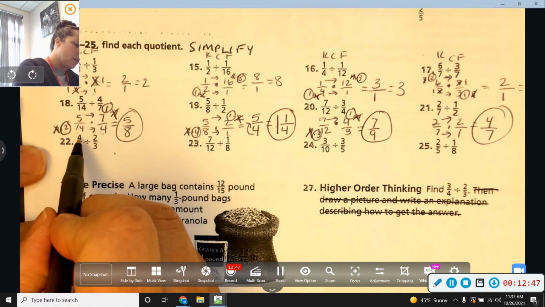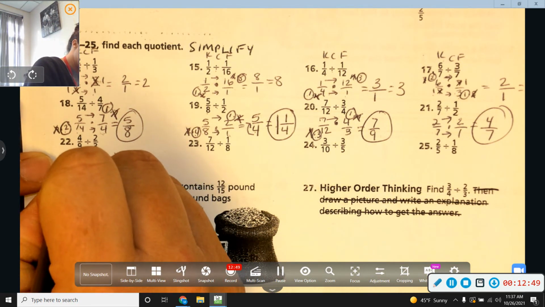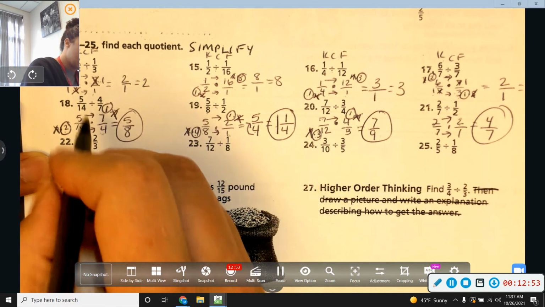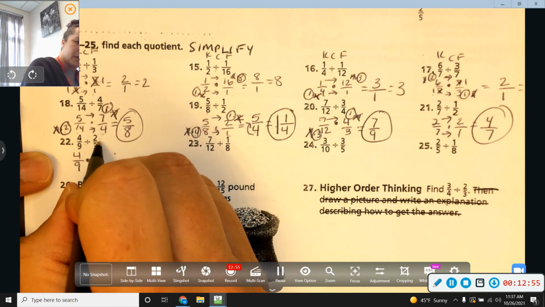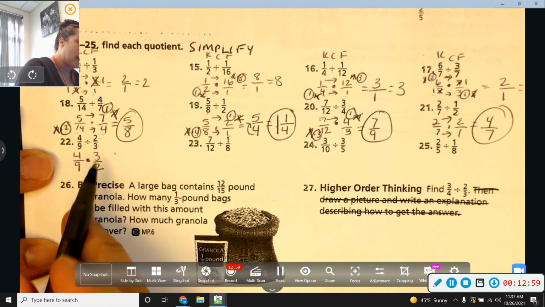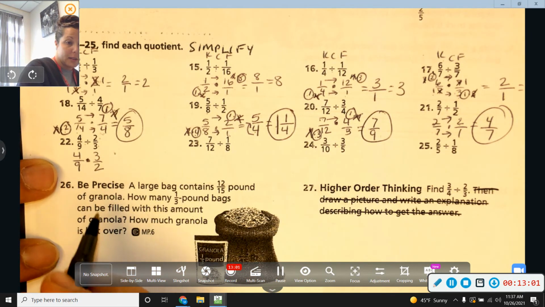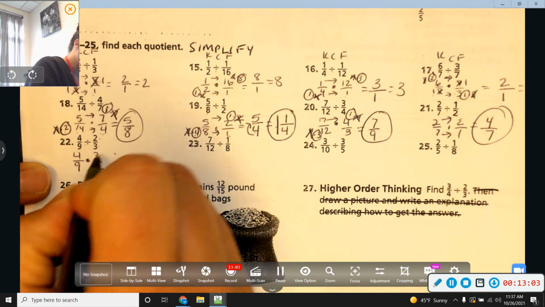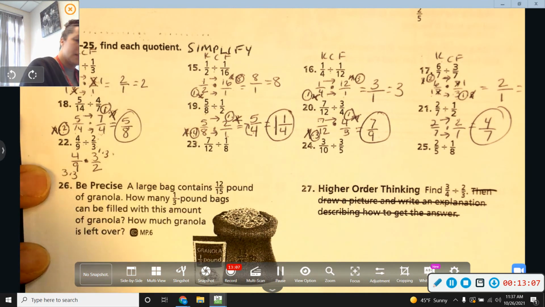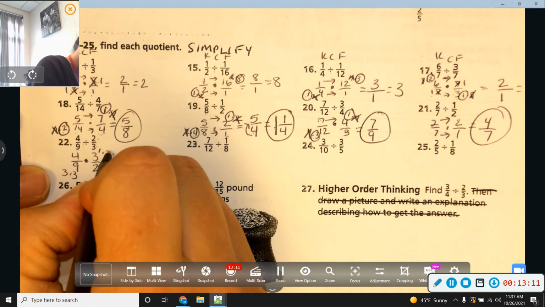Okay. 4/9 divided by 2/3. Keep it. Change divide to times. Flip 2/3 to be 3 over 2. I can reduce both of these sides, okay? I know that 1 times 3 is 3, and 3 times 3 is 9. This is why you need those multiplication facts. That's where it comes in handy.